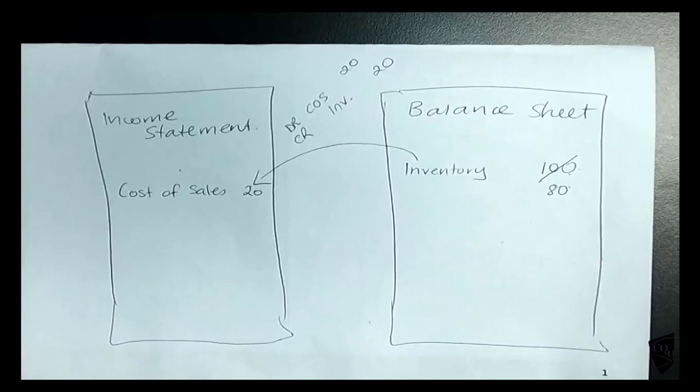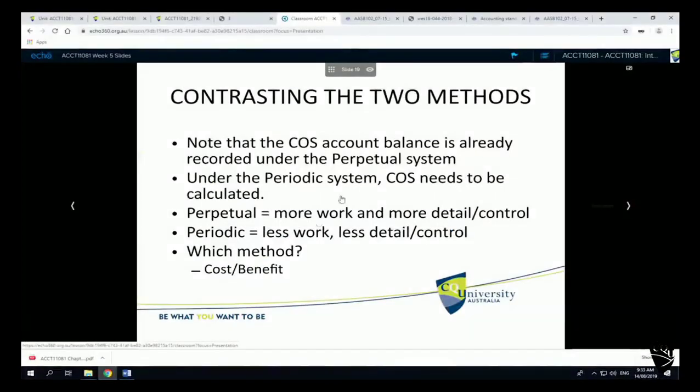So the perpetual equals more work. Sorry, let me flick back to the slides. Here, I'm reading my slides. The perpetual system is more work, but it's more detailed and there's more control over it. Although this is automated these days through electronic systems in our modern world. The periodic system, though, is less work because you only have to do it once at the end of every period. Once at the end of the year if you're small enough. But again, the cost is that it's less detailed, there's less control over it.